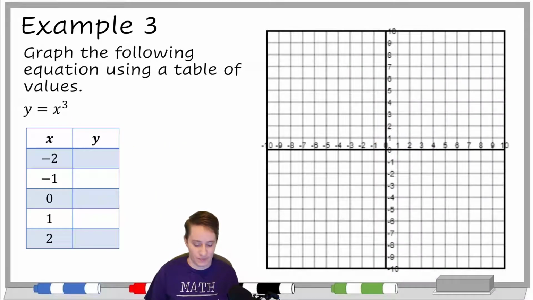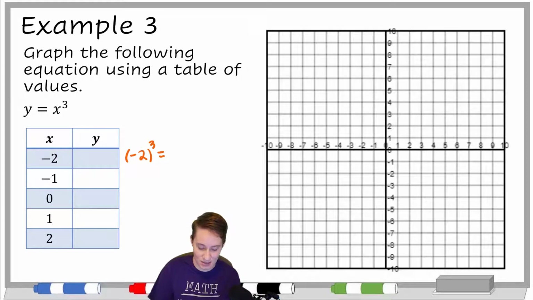Example 3. We have y equals x to the 3rd power. Whoa. Okay, so this is not going to look the same as the previous two. We need to think about what happens when I plug in -2. So what happens when you do -2 to the 3rd power? That'd be like saying -2 times -2 times -2. So that's +4 times -2, which is -8. So -2 gives us -8.